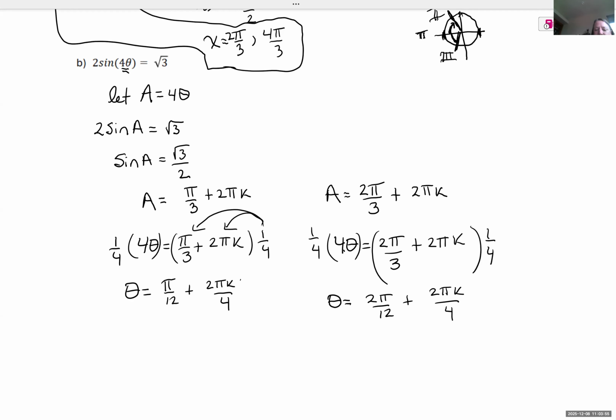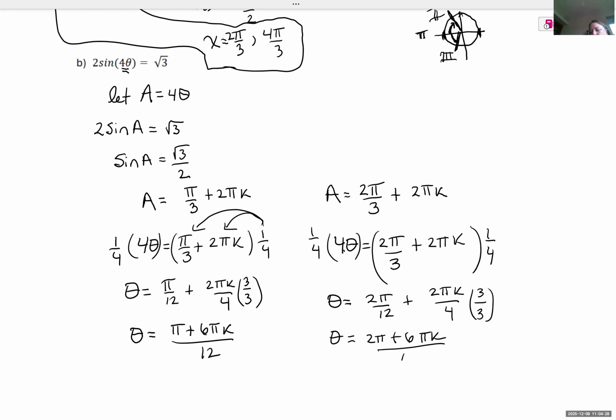Okay, getting a common denominator first will make your life a little easier when you choose values for k. I notice the smallest number that 12 and 4 go into is 12. So multiplying that second fraction on each of those thetas by 3/3 will get us 12 in the denominator. So theta is equal to pi plus 6 pi k all over 12. And in this case, theta is equal to 2 pi plus 6 pi k all over 12.